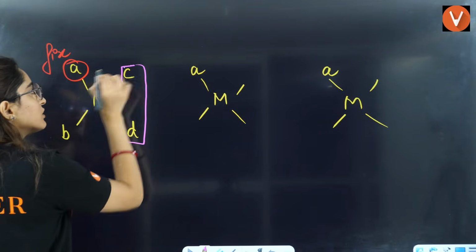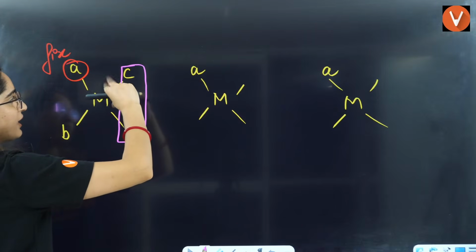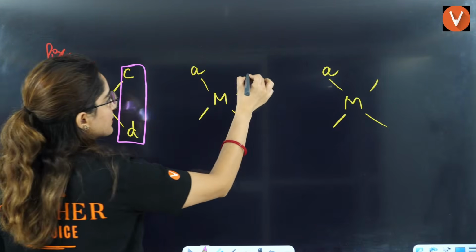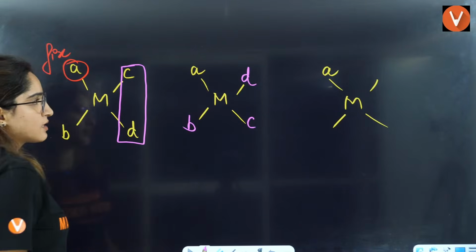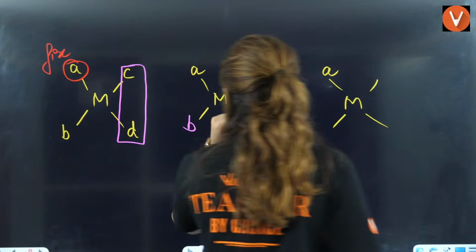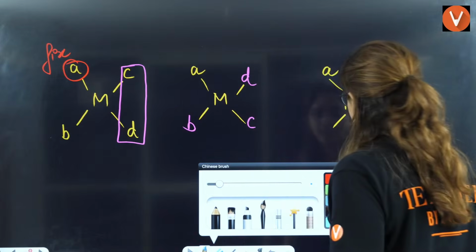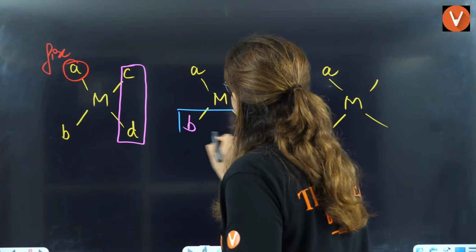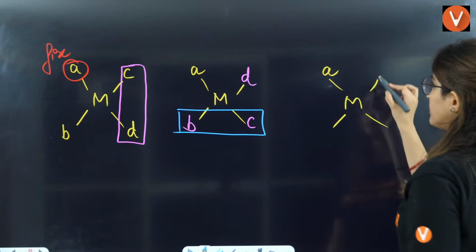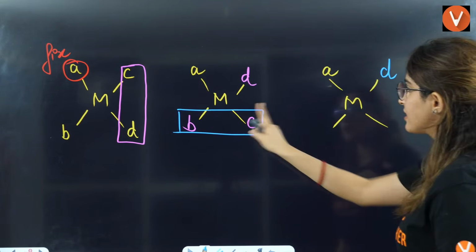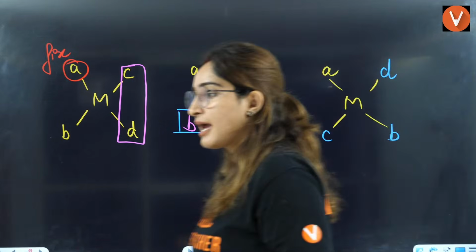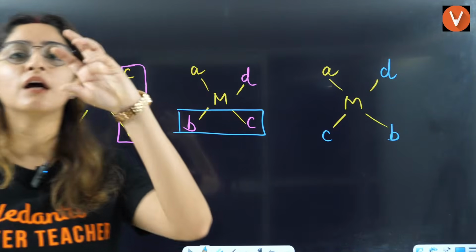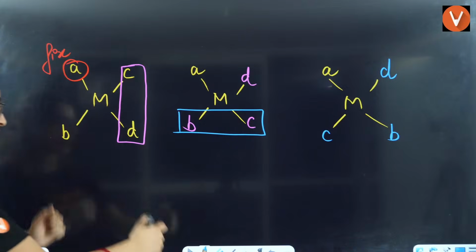Now I'll start interchanging the other two things. Firstly, I'll interchange C and D. So this will become D and C. This will stay as it is. Now I will interchange B and C, and this D will stay as it is. This will be C and this will be B. And these are the three isomers. You will say, ma'am, how are these the three isomers?